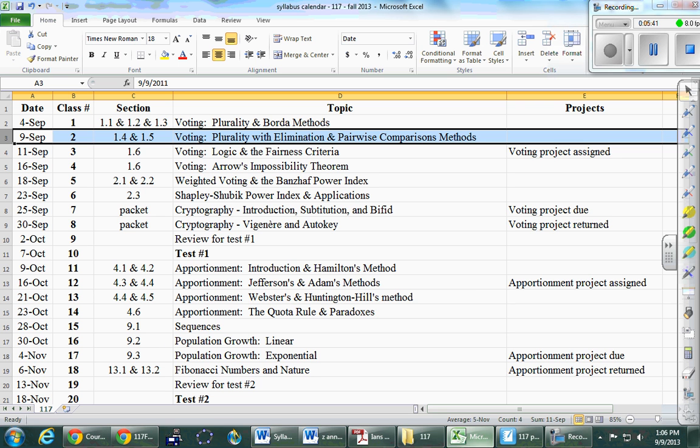Also today, for the folks that got their ballot to me on time, you guys are going to weigh in and help your classmates out in terms of the voting project. I am going to assign the voting project next time. So at the moment you don't even know what it is, but we will talk about it next time. Any questions on the calendar?